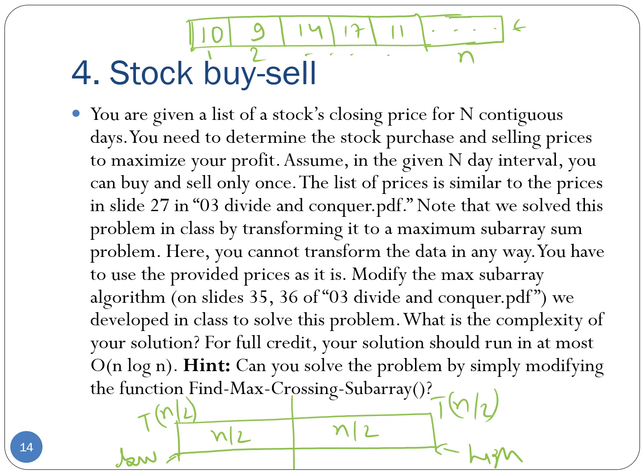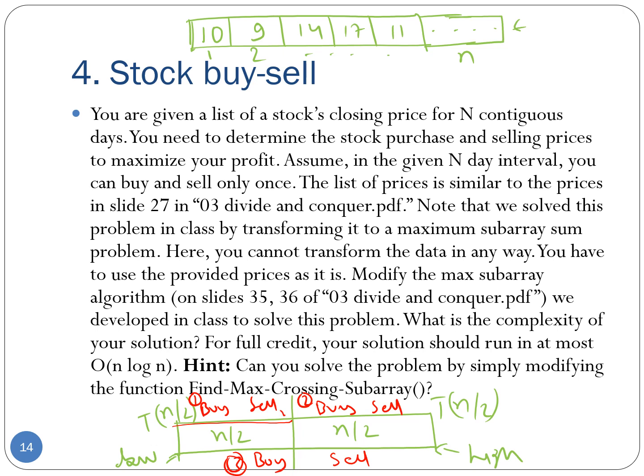The first possibility is that the days in which we should buy and sell are completely contained in the left half. The second possibility is that the days that we should buy and sell are completely contained in the right subarray. And the third possibility is that maybe the day when we should buy is in the left half, and the day when we should sell for maximum profit is in the right half of this division. So this is the third case.